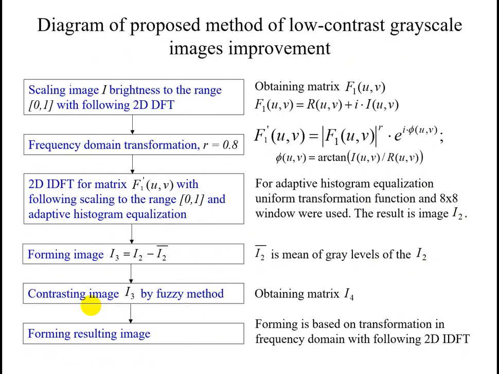Here we can see the algorithm of the proposed method. At first, we scale the image I brightness to the range 0, 1 with the following digital Fourier transform and obtain a matrix F1. Here we are making our first change of feature space. After that, we can use a frequency domain transformation. It is shown here. And in this formula, we use a coefficient R equal to 0.8.